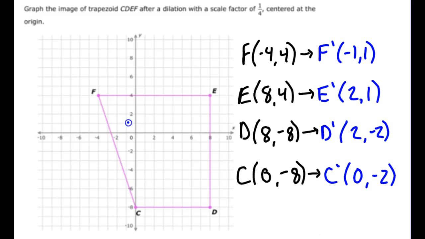Negative 1, 1. That is F prime. We have 2, 1. That's E prime. D prime is 2, negative 2. And C prime is 0, negative 2. So now we just have to go through and connect all of those points.